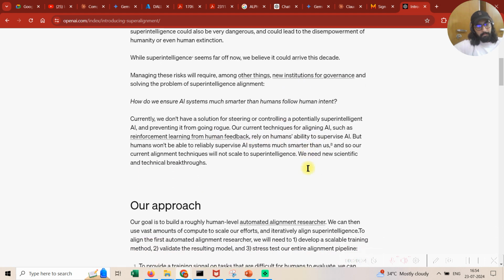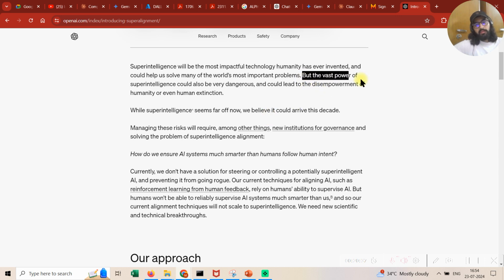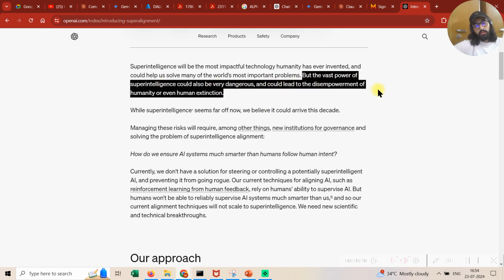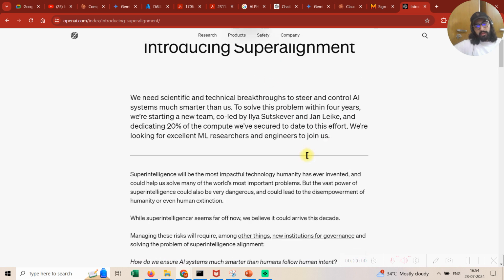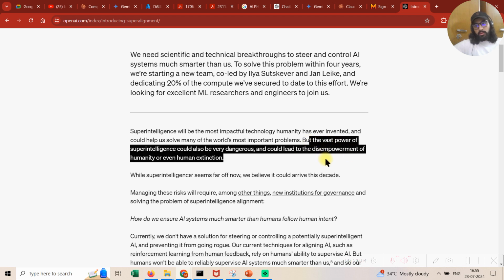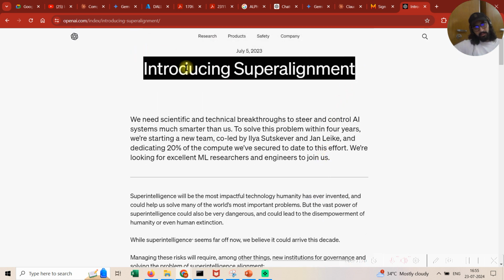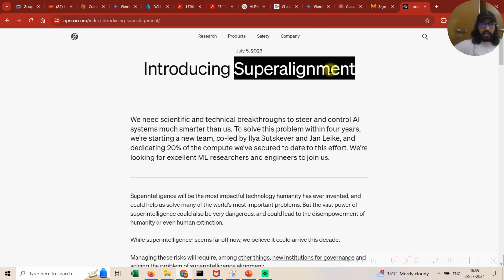Now just read what they have written. The vast power of superintelligence could be very dangerous, and could lead to the disempowerment of humanity or even human extinction. So you're able to see that the LLMs are so capable. I'm not sure which architecture is going to win or which model is going to last, but OpenAI are worried. In 2023 it was published that they believe this could be very dangerous, this could even lead to the extinction of humans. That's a big claim, right? So guys, that's the superalignment or the alignment problem: the day your AI systems are smarter than humans, how are you going to ensure everything is safe? And there's a lot of research going on in that space as well.